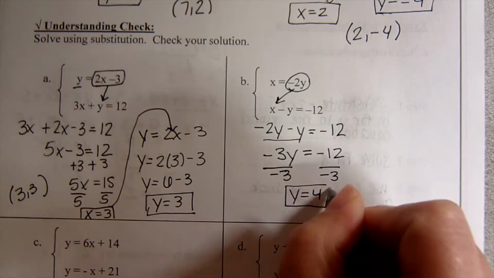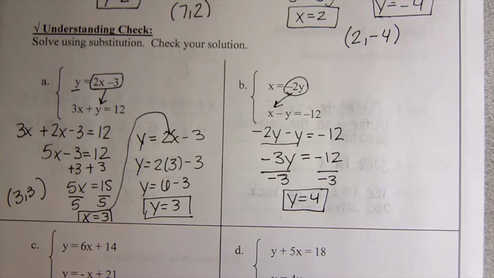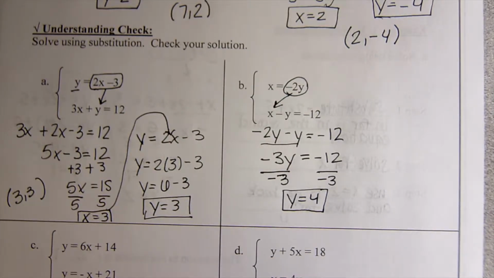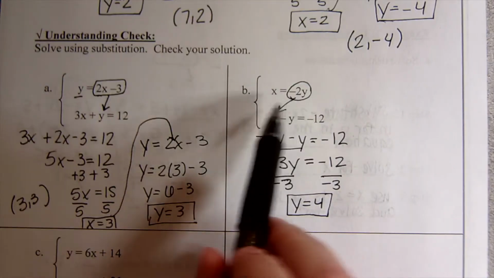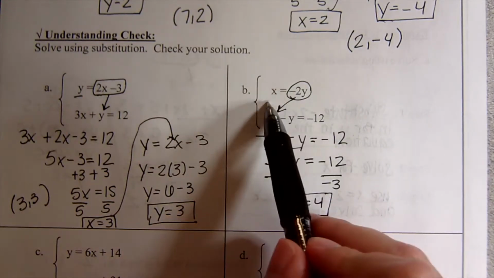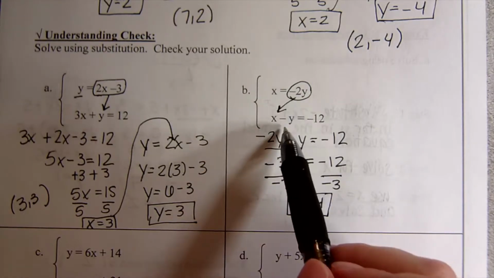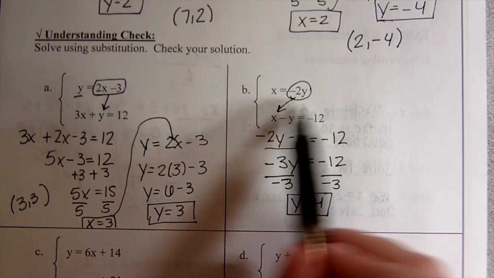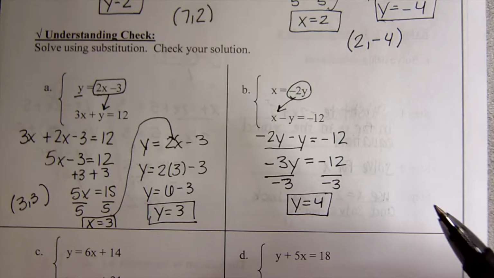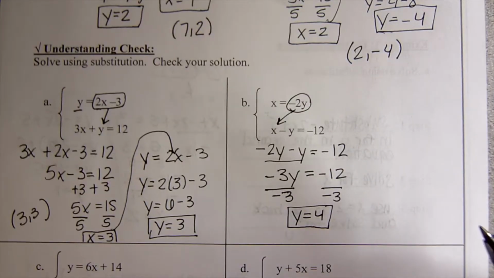Can I ask a question? Yes. Why are you putting it for x and not y? For this one, because x was by itself. Y is not by itself. I'd have to get y by itself first. Oh, okay. But you can do any of them. You can do whatever variable you want as long as you get it by itself first.